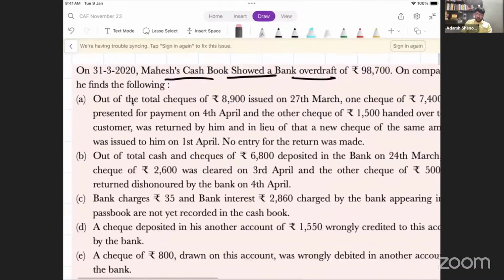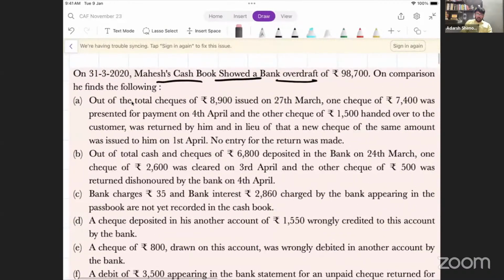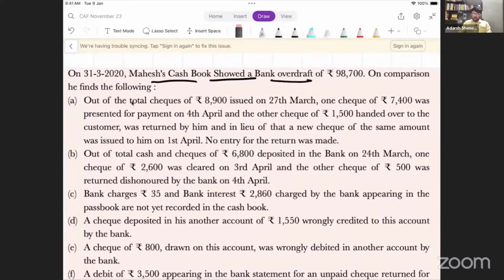Okay. Now let's start. Out of the total checks of 8,900 issued on 27th March, one check of 7,400 was presented for payment on 4th April. And the other check of 1,500 handed over to the customer was returned by him. And in lieu of that, a new check of the same amount was issued to him on 1st April. No entry for the return was made.